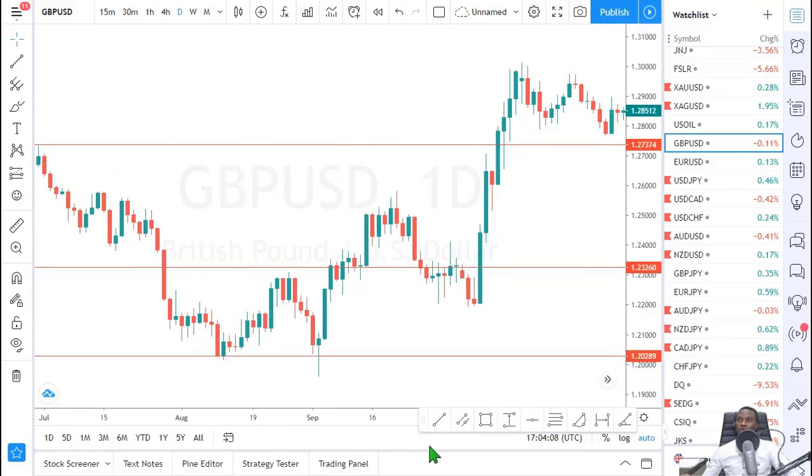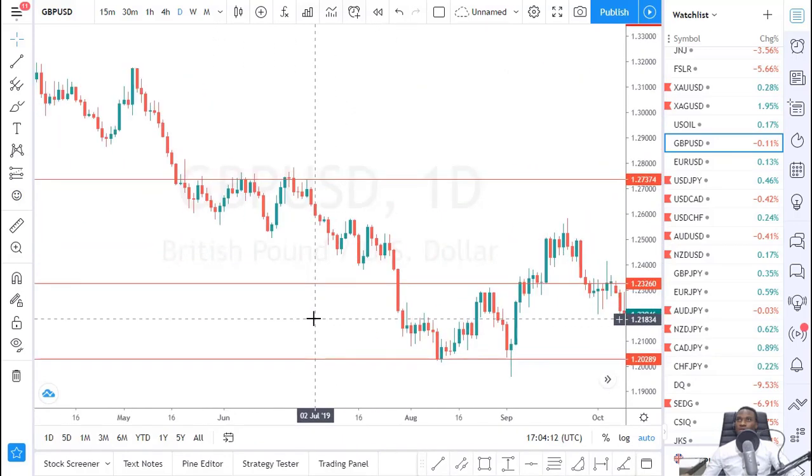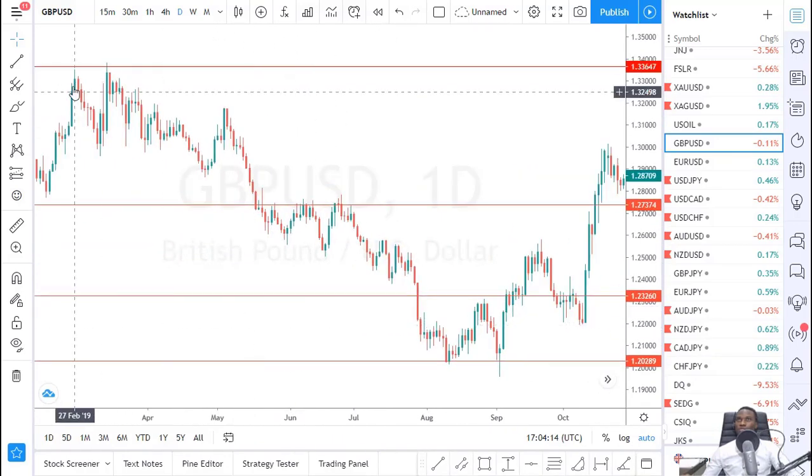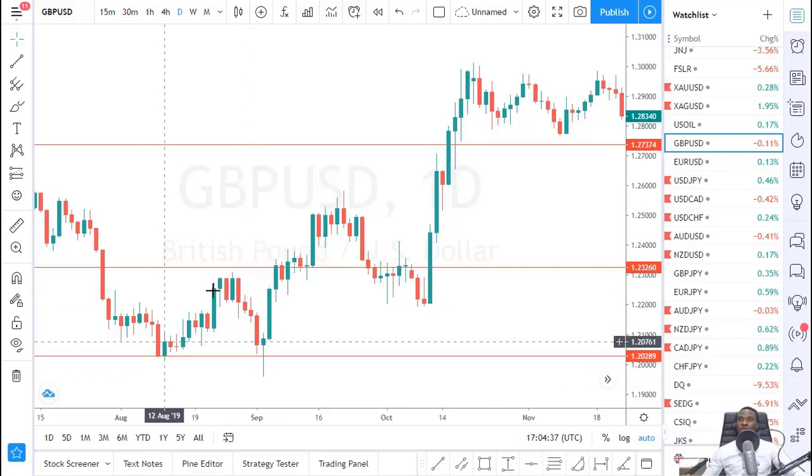We got a support structure right here. We can see from the left hand side we got a strong bearish move from this structure, continuing with a low swing, no bearish rally. Then we got a reversal from this level due to the formation of a bullish pin bar for a reversal.